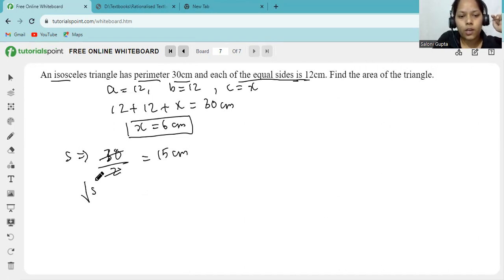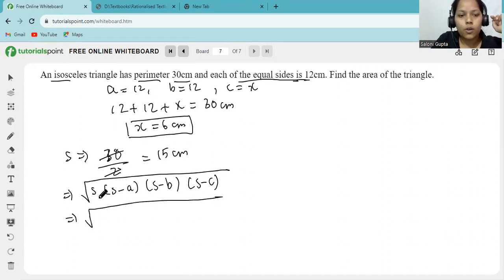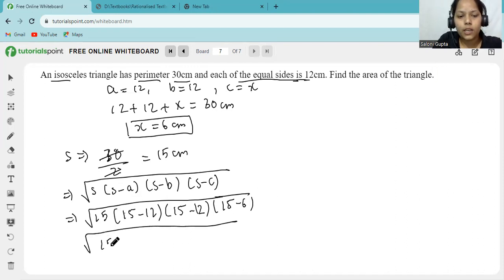Now let us put it into the formula: s into s minus a into s minus b into s minus c. s is 15. Then s minus a, so 15 minus 12. Then 15 minus 12 again, as two sides are equal, and the third is 6, so 15 minus 6. So this is 15 into 3 into 3 into 9, since 15 minus 12 is 3 and 15 minus 6 is 9. 9 also can be written as 3 into 3.